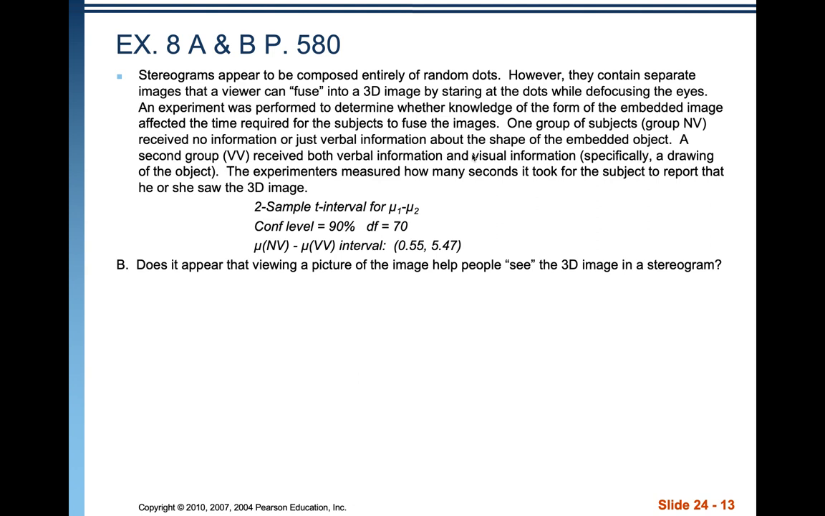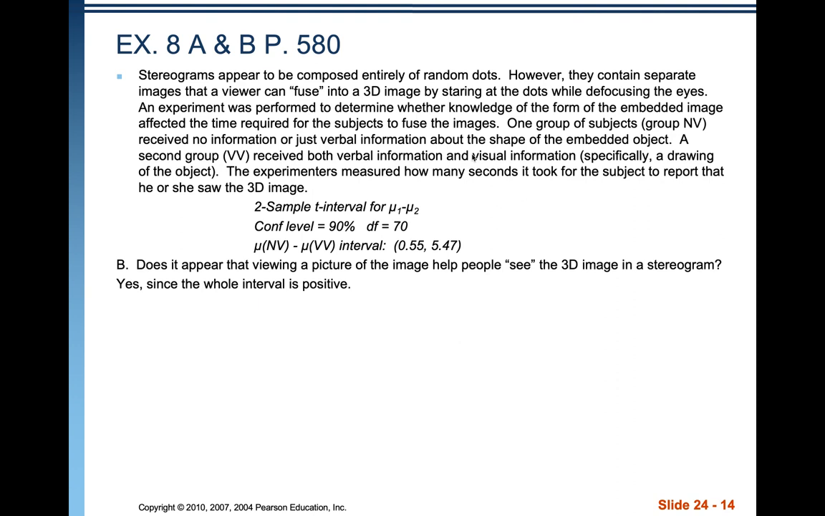Does it appear that viewing a picture of the image can help people see the 3D image in a stereogram? Yes, since the whole interval is positive. Remember, since we're testing against the null that the difference in the means is 0, if 0 is in that interval, our interval would not give us evidence that viewing a picture helps people. Our evidence would be consistent with the null. But our whole interval is positive, 0 is not in there.